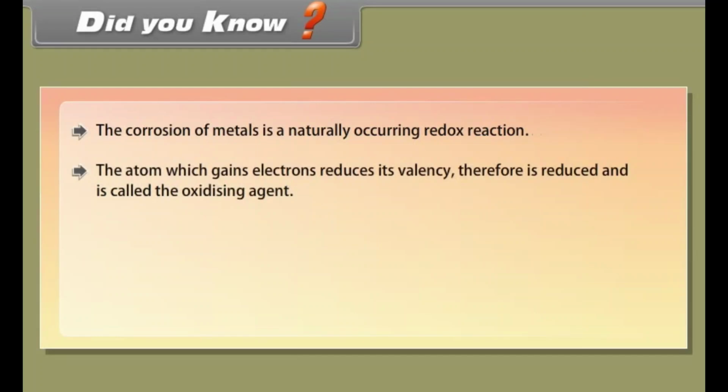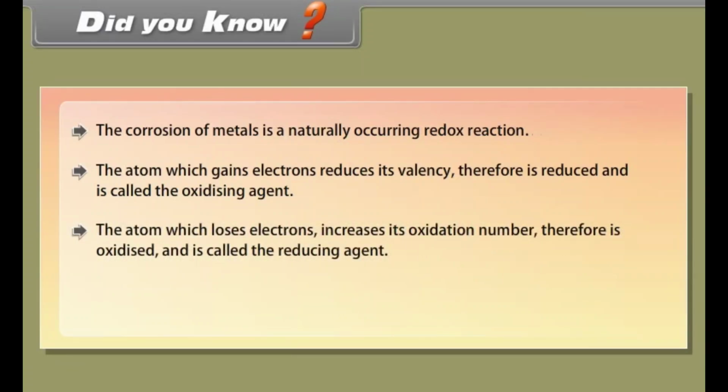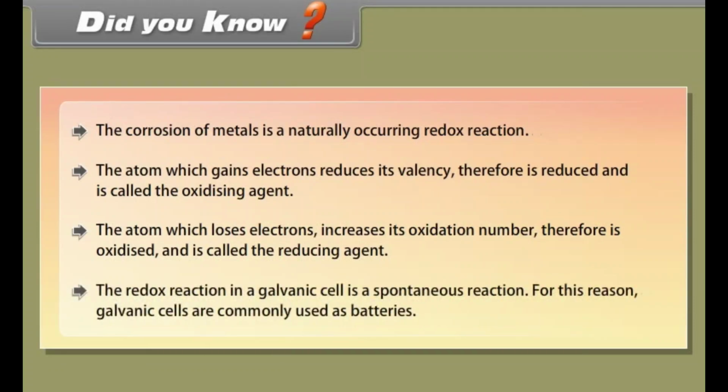The atom which gains electrons reduces its oxidation number, therefore is reduced and is called the oxidizing agent. The atom which loses electrons increases its oxidation number, therefore is oxidized and is called the reducing agent. The redox reaction in a galvanic cell is a spontaneous reaction. For this reason, galvanic cells are commonly used as batteries.